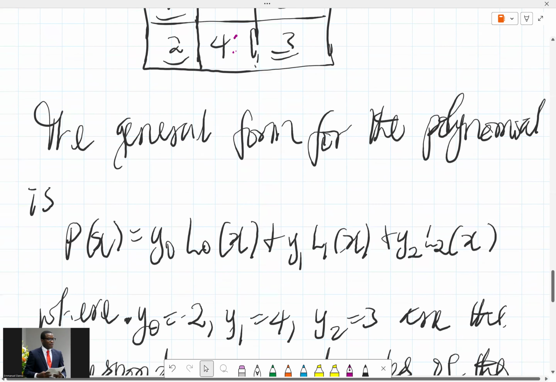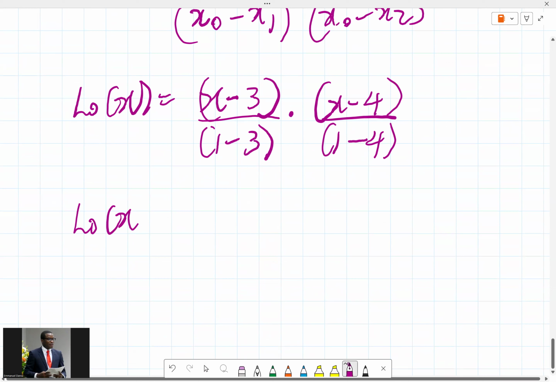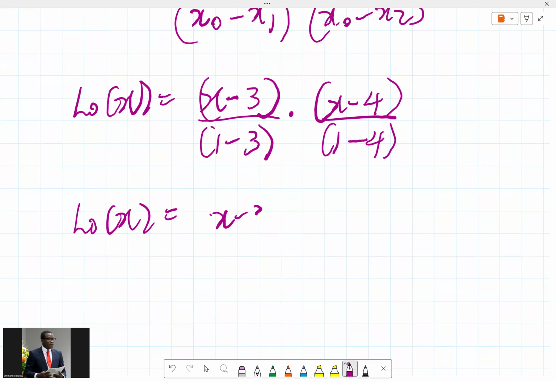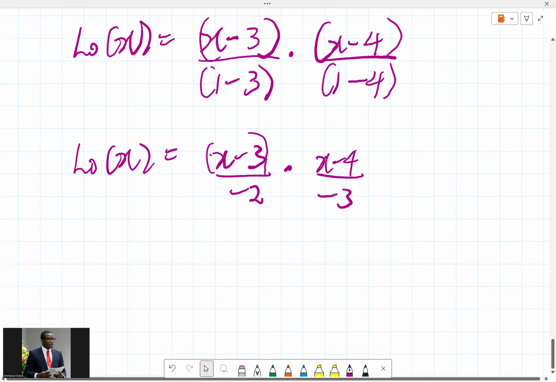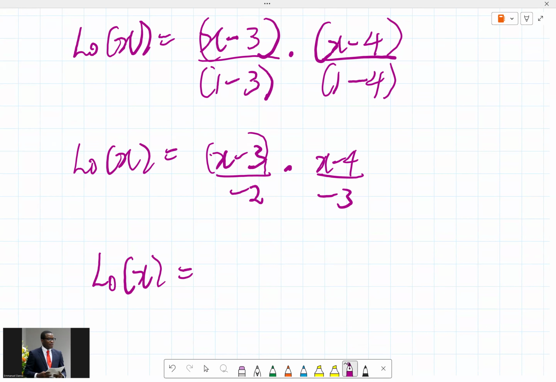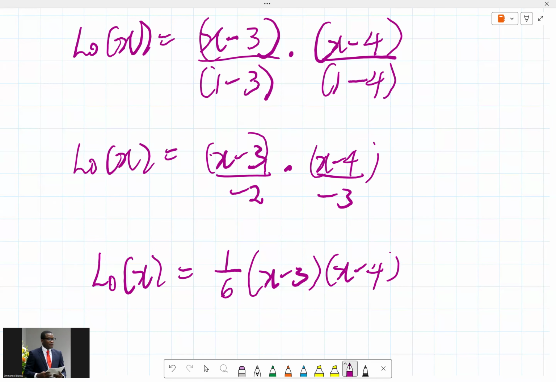And then we can tidy this up to have L naught of x equals x minus 3 divided by minus 2, times x minus 4 divided by minus 3 down there. Then minus times minus is plus. So we see that L naught of x is equal to 1 over 6 into x minus 3 into x minus 4, because minus and minus is plus. So we have 1 over 6 into x minus 3, x minus 4.